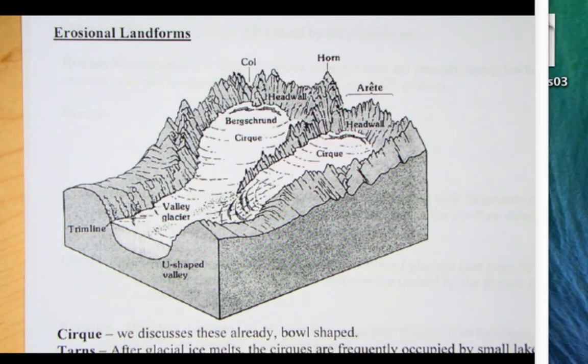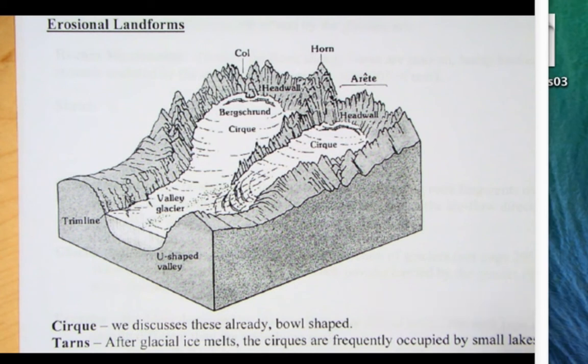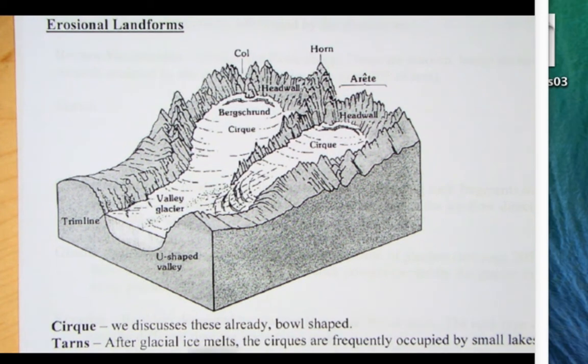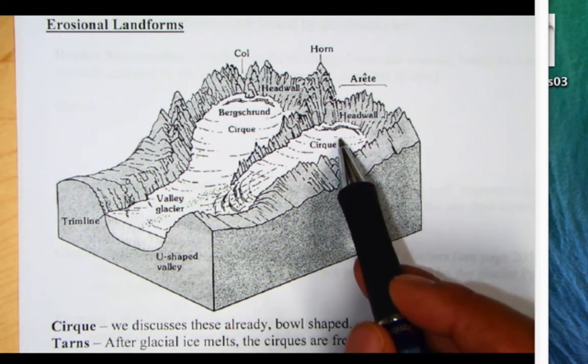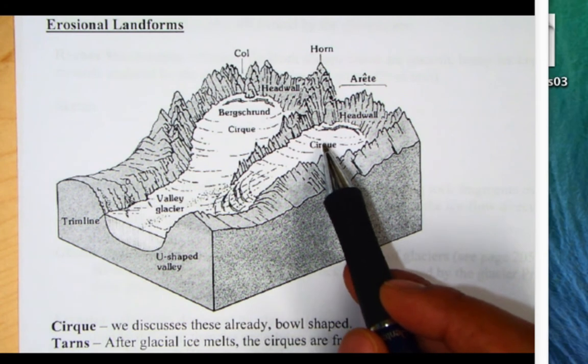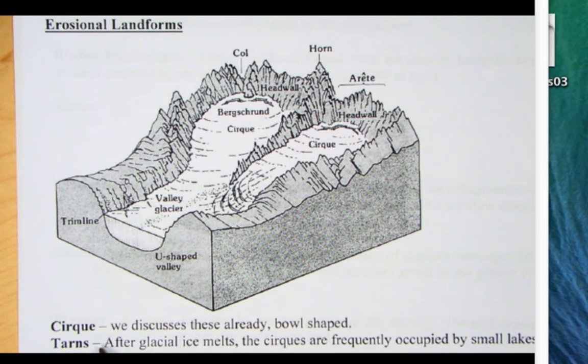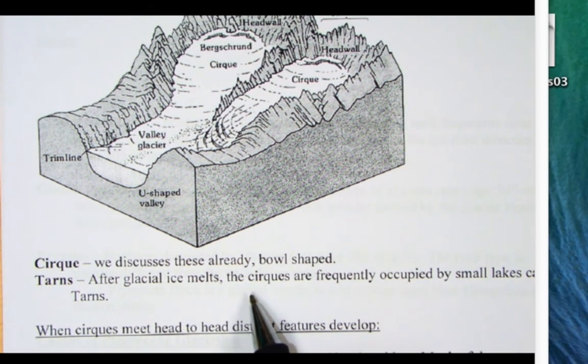So one feature that we do see are these cirques. And cirques are commonly amphitheater type shape, bowl shape. They occur at the head of the glacier, basically where the head walls begin. So we discussed those are bowl shaped already. So the cirque would be up in here. When the glacier melts, usually there's a little lake that's left up there, and those little lakes are called tarns. So a tarn is a small lake that occupies the cirques.